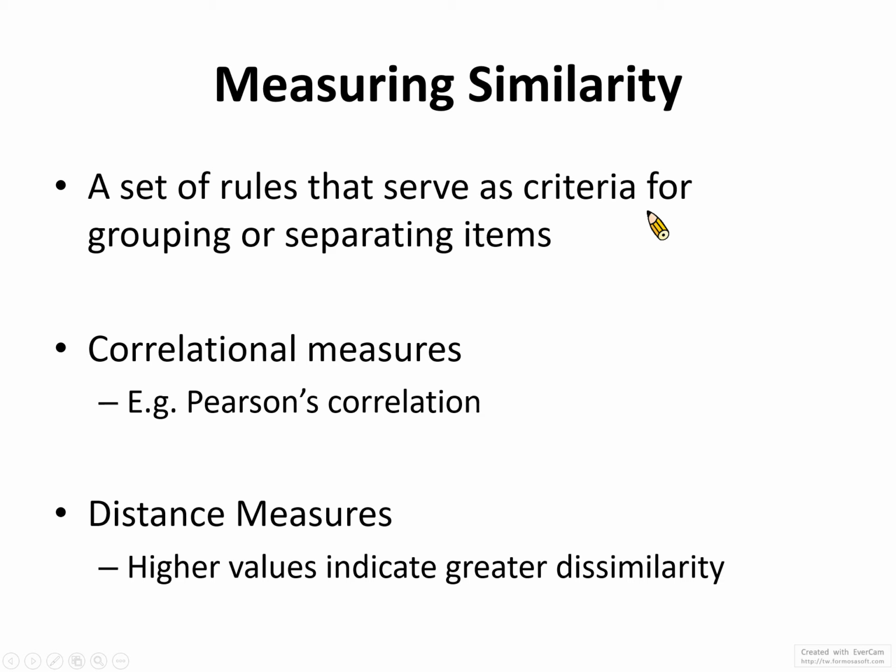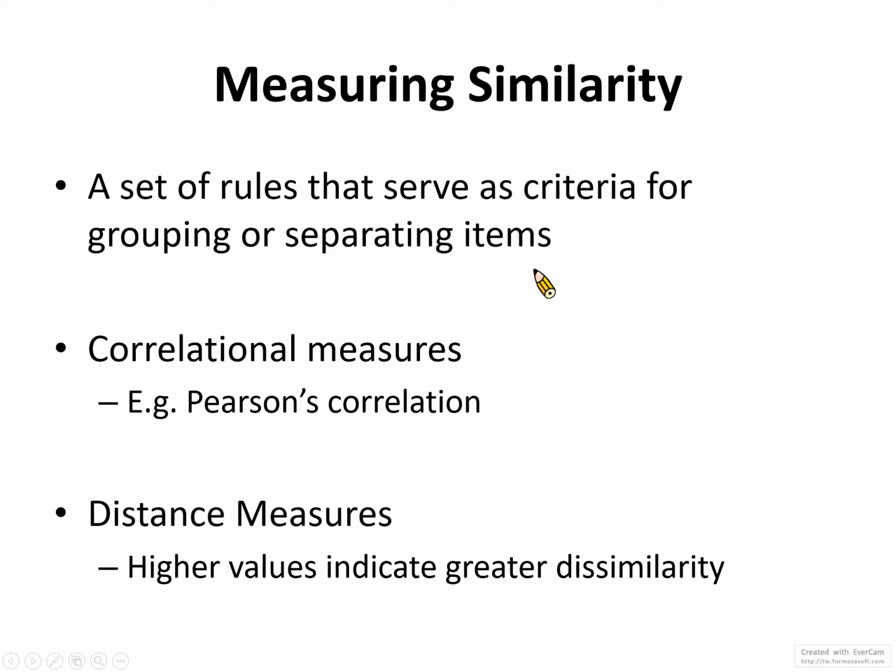One of the important concepts behind cluster analysis is to measure similarity. These similarity measures are a set of rules that serve as criteria for grouping or separating items. For example, in the previous slide, the rule would be the color. But there are many other rules that we can define. That is quite intriguing because sometimes we need to define good rules to find good clusters. I will talk about this later.